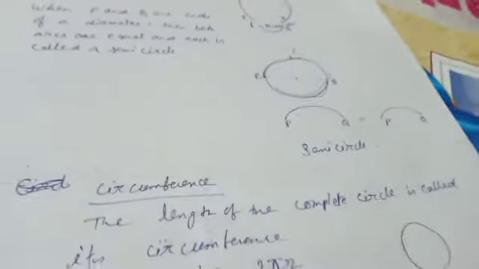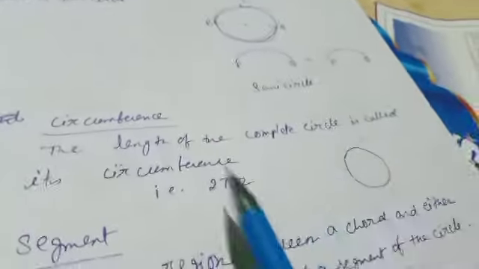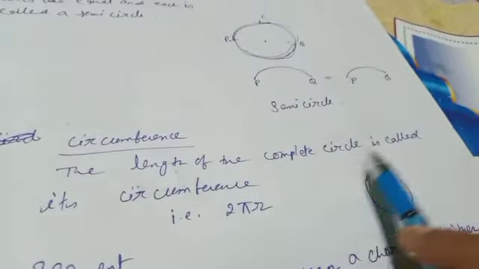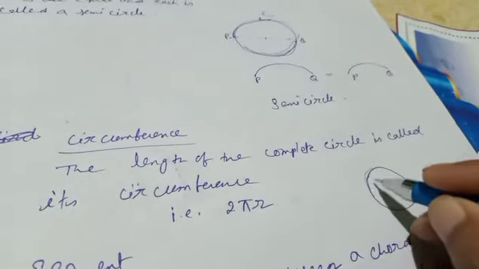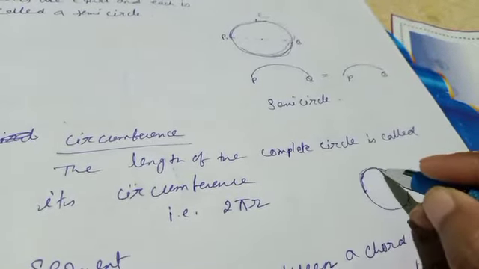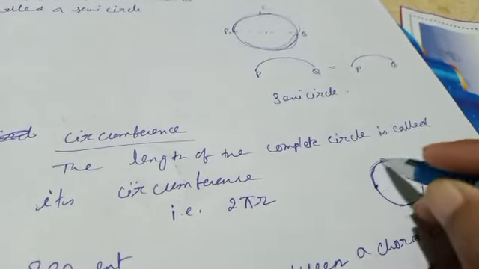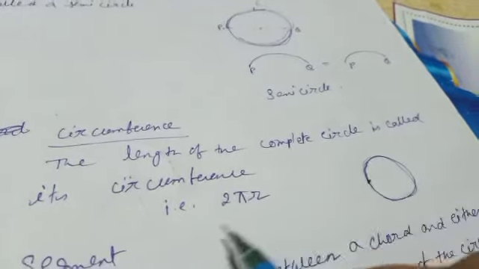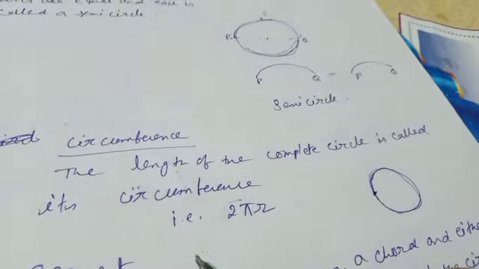Now, circumference. So what are the things we learned? Major arc and minor arc. Now circumference: the length of the complete circle is called its circumference. Suppose you start from here and go around the whole boundary, the total length is called the circumference, or you can find it by using this formula, 2 pi r.